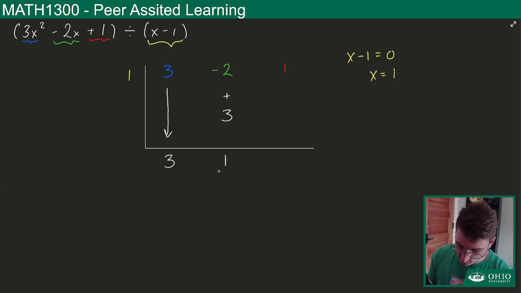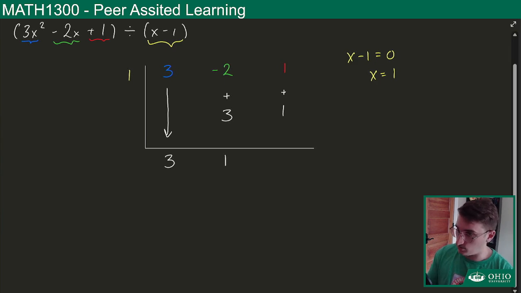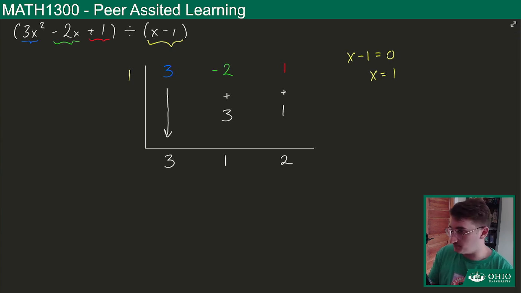So this 1 I can multiply by the 1 I identified as my 0. That is going to equal positive 1. Then again, we can add along the columns to find that 1 plus 1 is 2, and write that below the bar as well. Now, this is a completed synthetic division table, but we actually want to go through and identify or interpret what the table is saying.